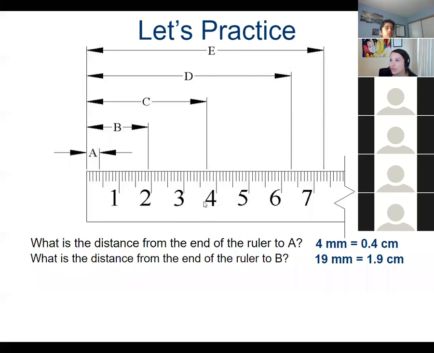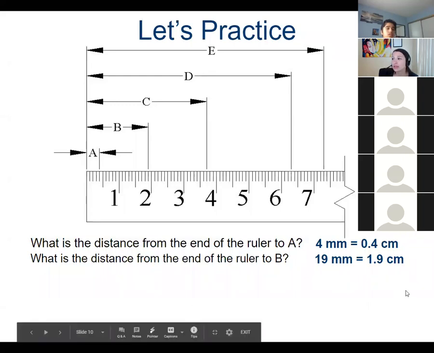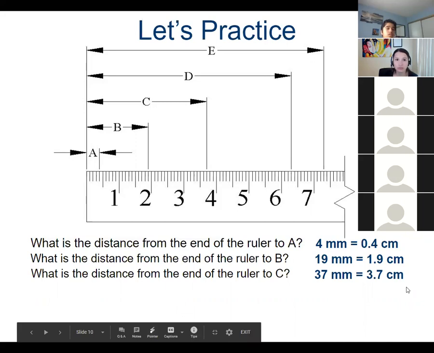Okay, letter C, right there, where the mouse is. What is the measurement of letter C? 3.7 centimeters. When you use a decimal, you're talking about centimeters. And 37 millimeters. Notice the relationship between millimeters and centimeters, the decimal point.